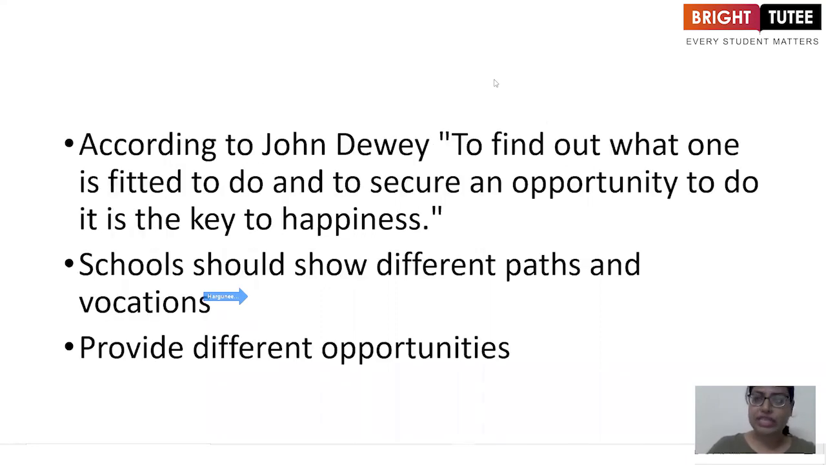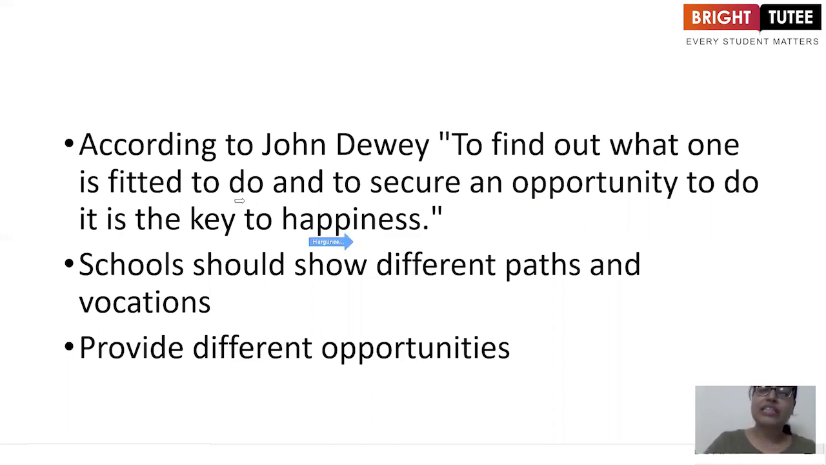According to John Dewey, a very famous educationist, to find out what one is fitted to do, in terms of capacities, capabilities, and potentiality, whatever you should be opting as your profession based upon your interests, your values, your temperament, and to secure an opportunity to do it is the key to happiness. Which means that depending upon your capabilities, your desires, your values, your interests, and then to secure an opportunity to do that, to get educated and then work based upon that education that you have received, that is the key to happiness.